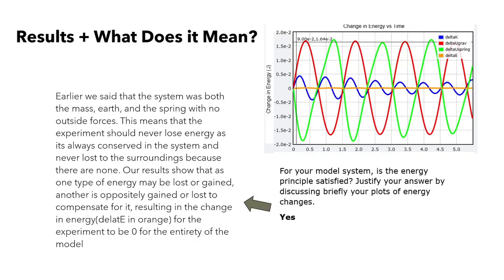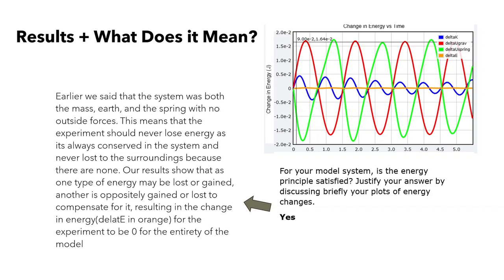Results plus, what does it mean? So we have to answer the question, for your model, is the energy principle satisfied? The answer is yes. Earlier we said that the system was the mass, earth, and the spring with no outside forces. This means that the experiment should never lose energy as it's always conserved in the system and was never lost to surroundings because there are none.